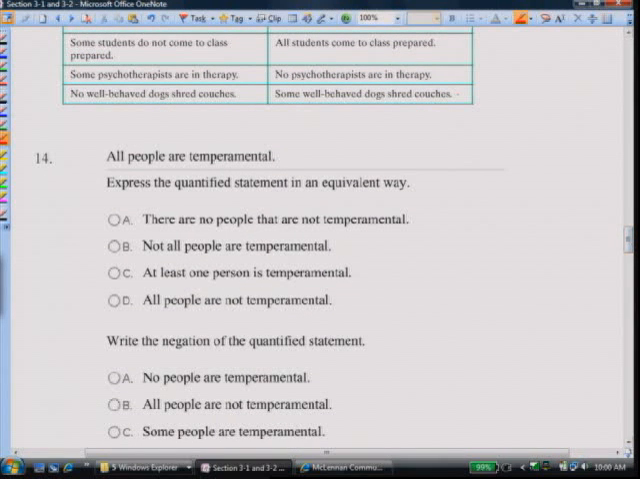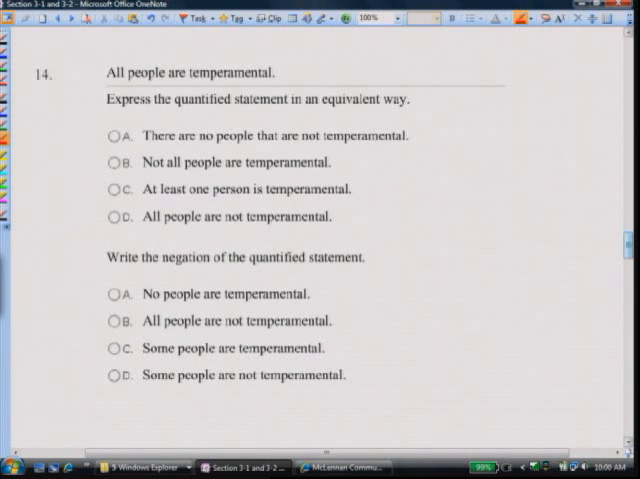So this is a true statement. Okay, so now let's try number 14 in your homework. It says, all people are temperamental.